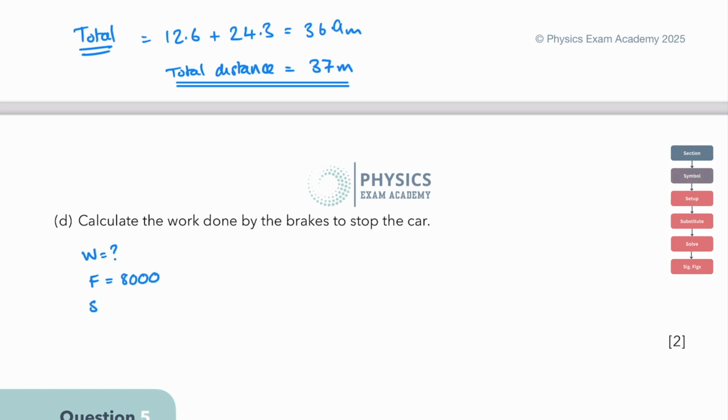We have the distance travelled, which is done when the brakes are on. So that was 24.3 metres. And we head to the data booklet to find out our equation setup. Our correct equation is work done is equal to Fs cos theta.